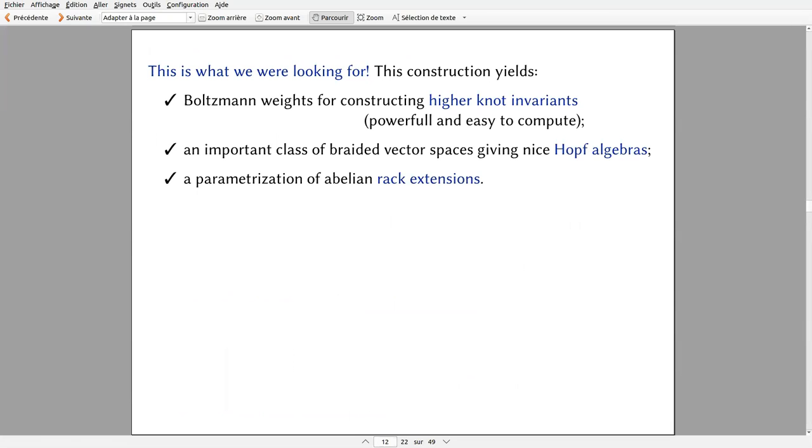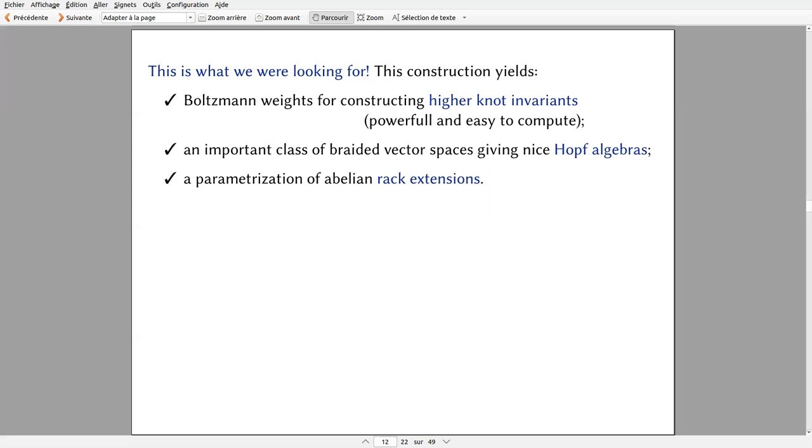So if you come from knot theory, which is the case for most of you, it would be a source of knot invariants and also invariants of higher dimensional knots, as I explained before. These invariants will be powerful and easy to compute by a computer. If you come from algebra, you will also be interested in these complexes because they give you an important class of braided vector spaces, which are important in the classification of certain Hopf algebras.